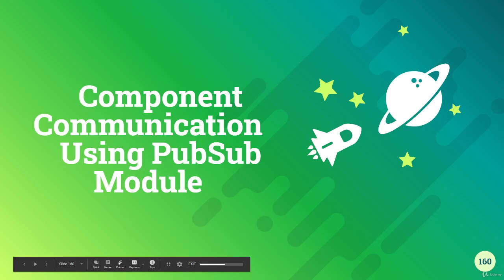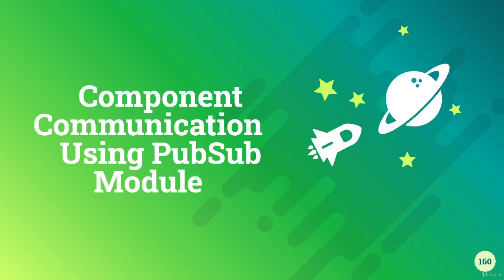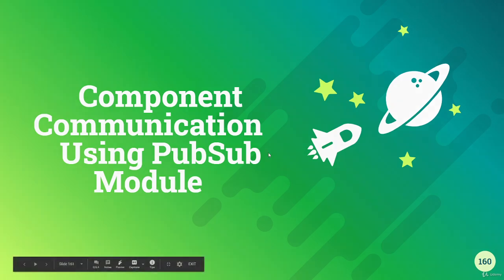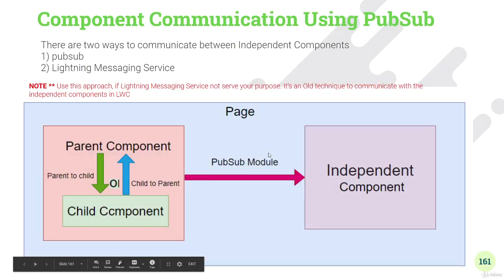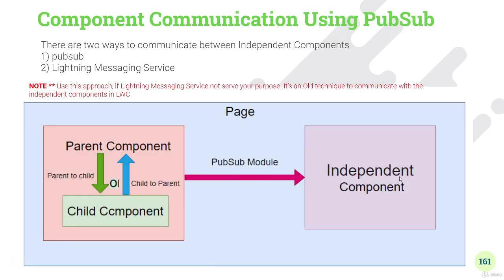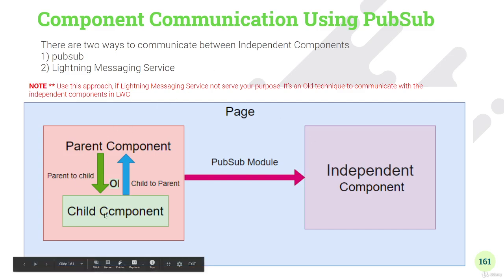In this video, we'll talk about component communication using Pubsub module. Pubsub stands for publishing and subscribing, and this is one of the most commonly used design patterns. So till now, we have seen in the previous video how we can communicate from parent component to the child component and child component to parent component. But now we have a scenario in which we want to communicate from one independent component to another independent component.